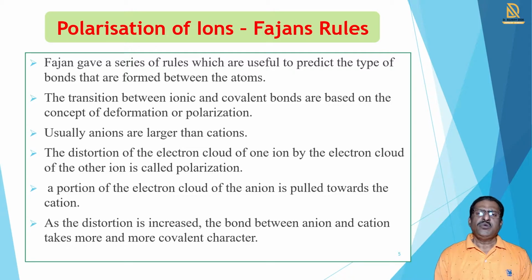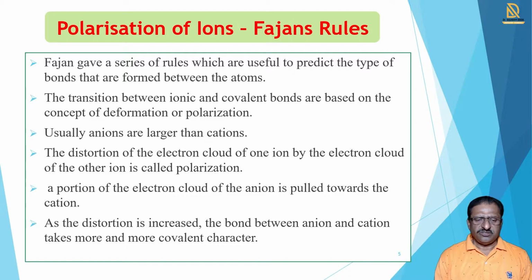Usually, we know that anions are larger in size and cations are smaller in size. The distortion of the electron cloud of one ion by the electron cloud of the other ion is called polarization. So, when different ions come in contact with each other, then electrons of the other ion may be polarized by the nucleus or positive charge of the first ion.